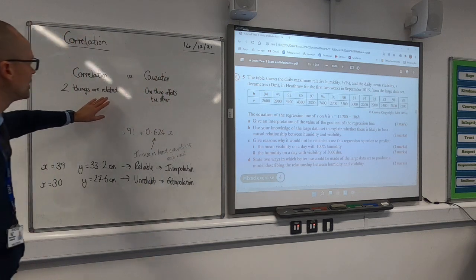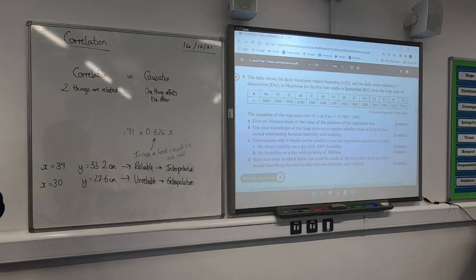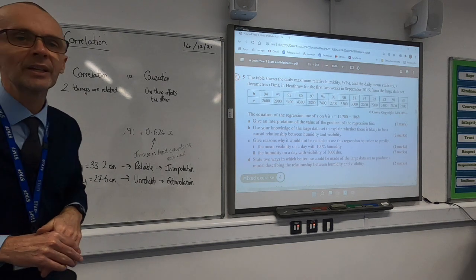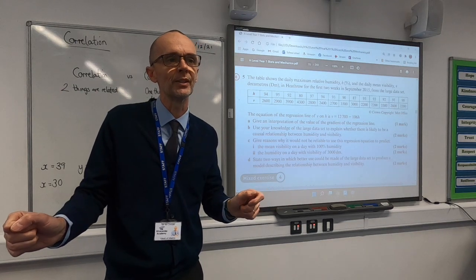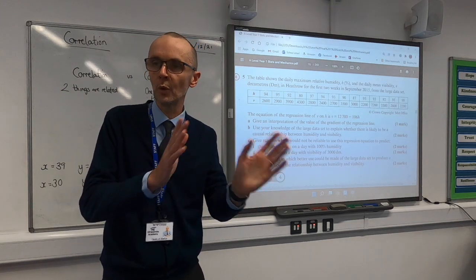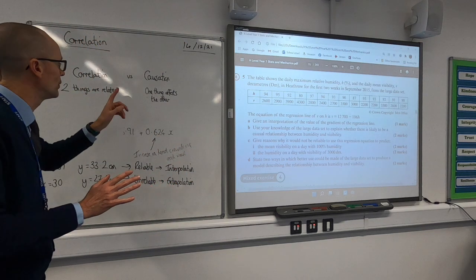So causation and correlation. If you look at sunglasses sales and sales of cold drinks in Woolacombe on days through the summer, they're probably correlated. But that doesn't mean that people being thirsty means they want to buy sunglasses. Those two things are related, but they're not causing each other. That's a correlation, not a causation.